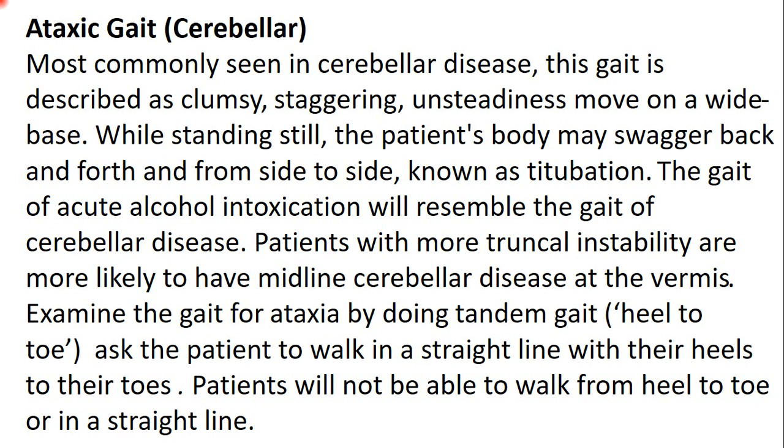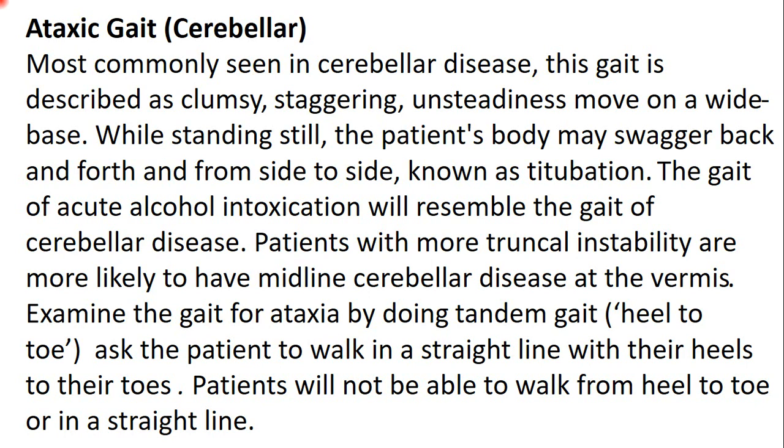Now we are going to talk about ataxic gait or cerebellar ataxia. We call it also drunken gait. Most commonly seen in cerebellar disease. This type of gait is described as clumsy, staggering, unsteadiness, moving on a wide base while standing still.